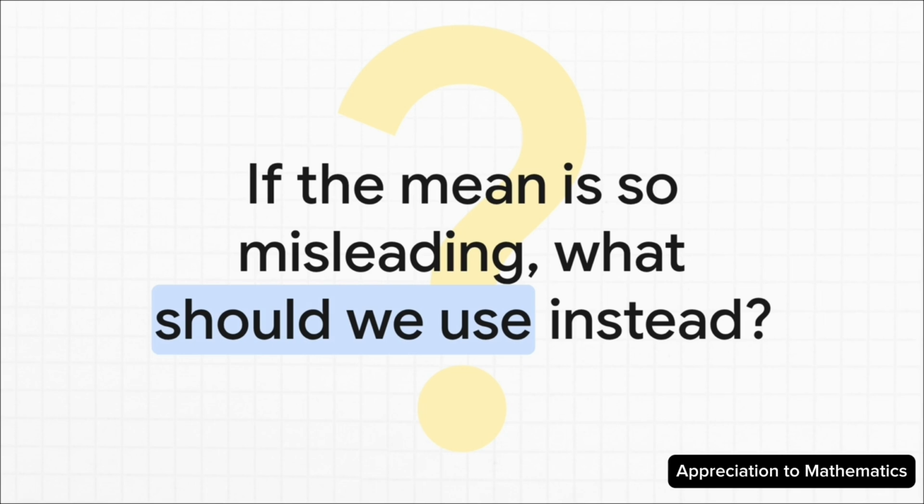And this leaves us with a critical question. If the mean is so easily broken by a single outlier, what are we supposed to do? I mean, when we're looking at things like income or house prices, which often have these extreme values, what tool gives us a truer picture of the center? Well, we'll explore that very question in our next explainer.